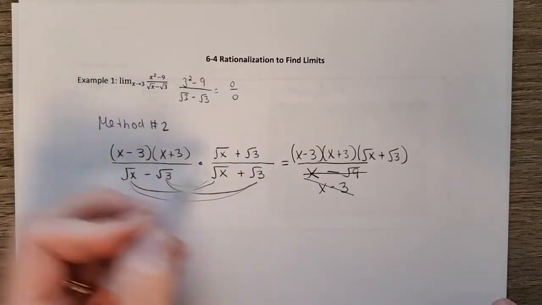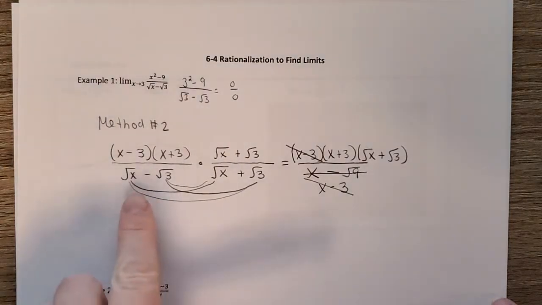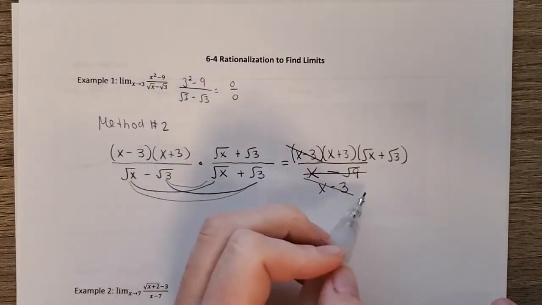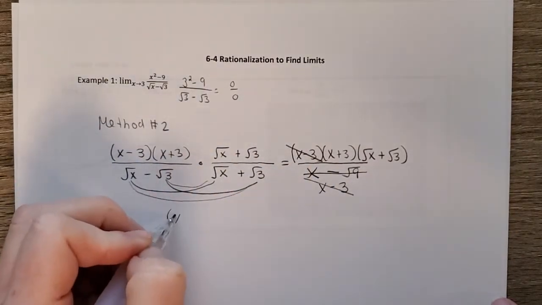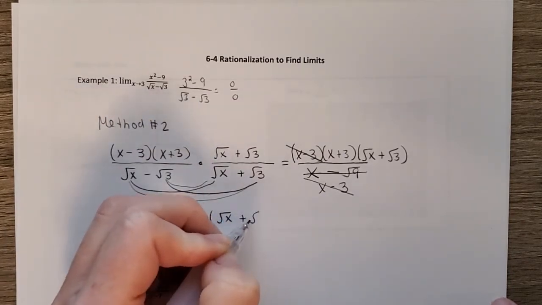So now when we plug 3 in, we won't get a 0 in our denominator because we eliminated it. So that is our goal. We can't have that radical in the denominator. When we plug in 3, we can't get a 0. So we have to simplify until we get rid of that. So the denominator is gone, and we have x plus 3 times root x plus root 3.